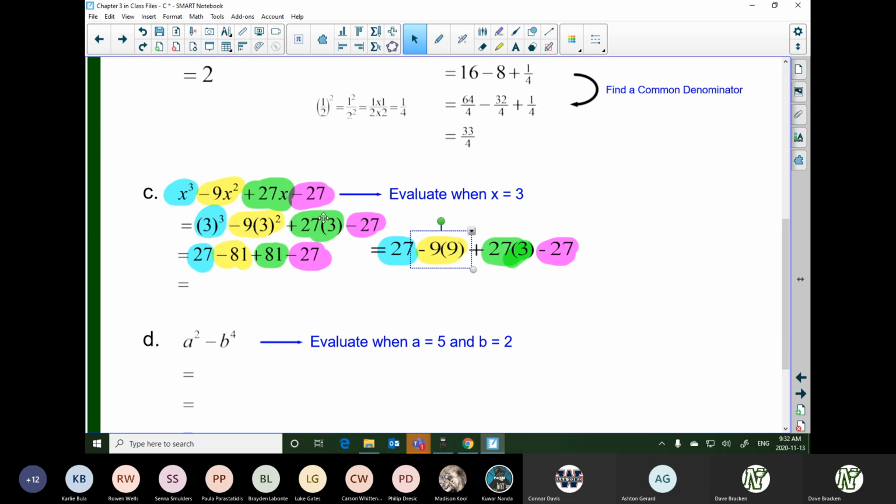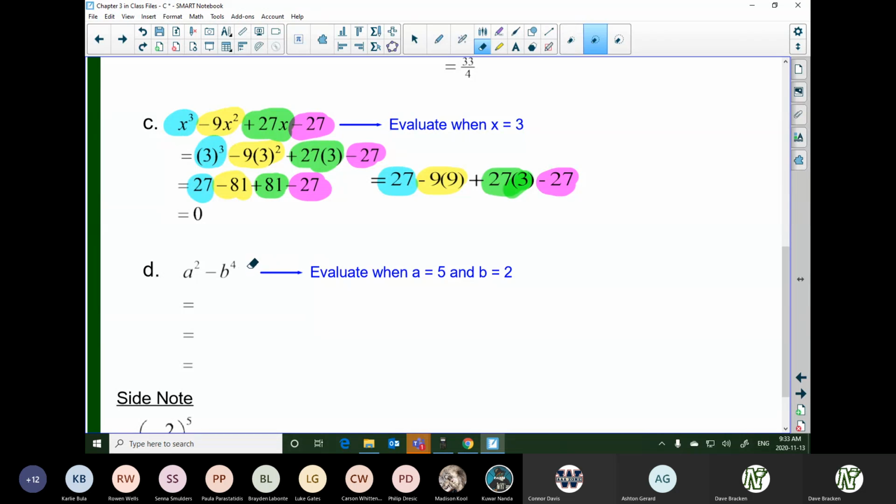27x is 27 times 3 because x is equal to 3. We put the x in for the 3, or the 3 in for the x, sorry. 27 times 3 is 81. And when we actually add all these together, 27, take away 81, plus 81, take away 27, I'm sure some of you have already done it at home. Are you guys getting an answer of just 0? It makes sense because look, I've got a positive 27 and then I take away a 27. Those go away. I got a positive 81 and then I take away an 81. Those go away. All right.